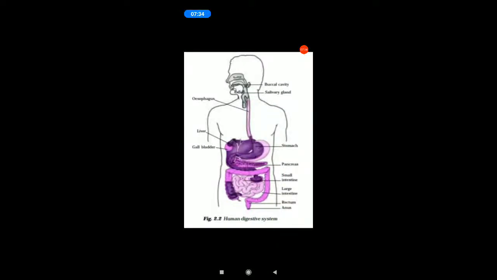Then liver. Next, gallbladder. Next, pancreas, the leaf-like structure. Next, small intestine. Then large intestine, followed by rectum. And the last one, anus. This is the diagram of the human digestive system.